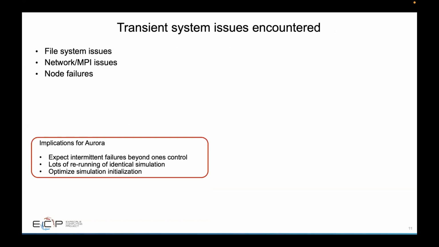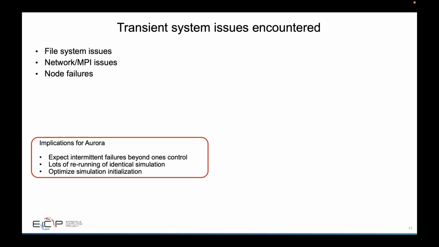Also on Frontier, we encountered a number of issues like file system problems, hangs, network and MPI crashes or hangs, and node failures. And I don't think there's that much to say about that, except we're expecting the same thing on Aurora, and we just need to be prepared for it. So we expect intermittent failures beyond our control. And that means that we need to be ready to rerun the same simulations over and over again, even if that is the definition of insanity, because the results do end up being different, because sometimes they crash and sometimes they succeed.